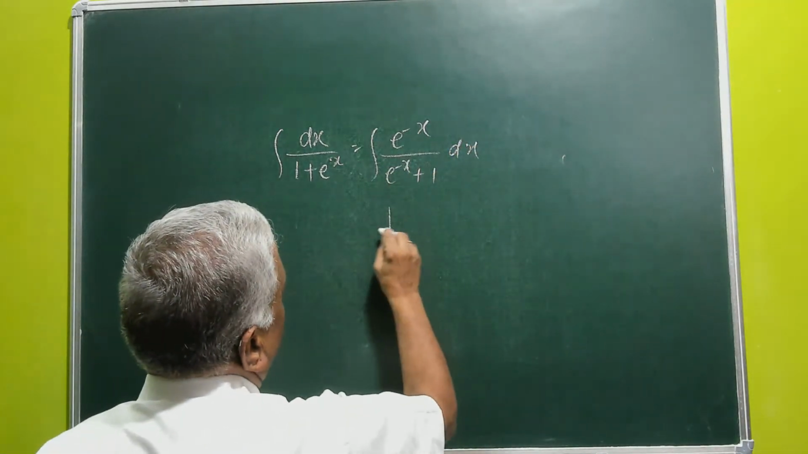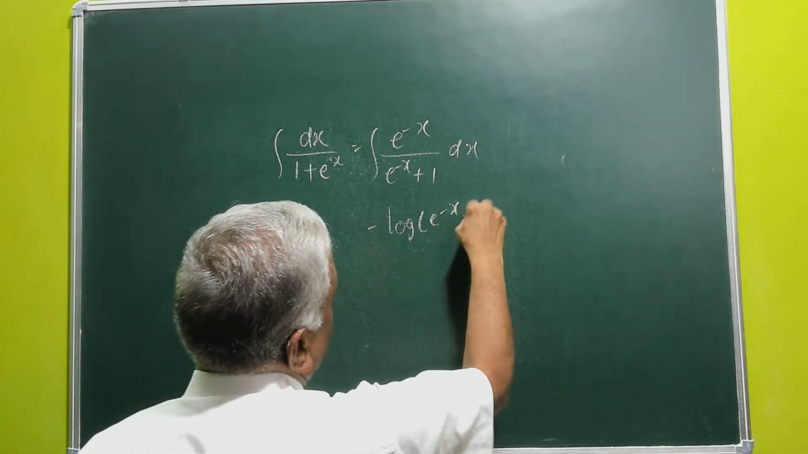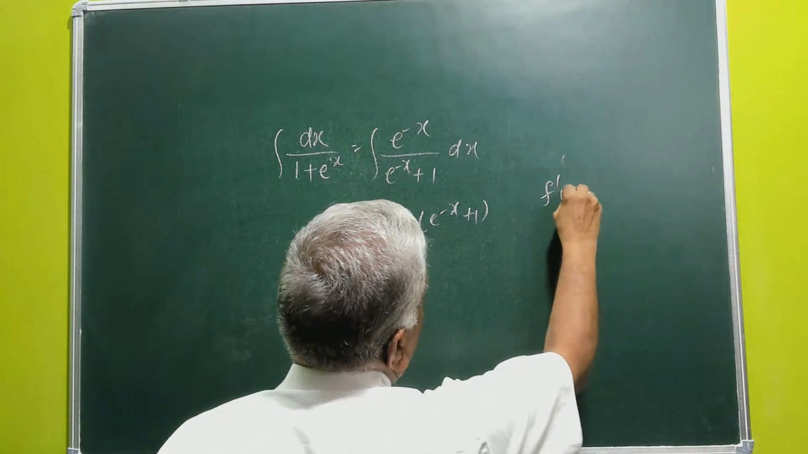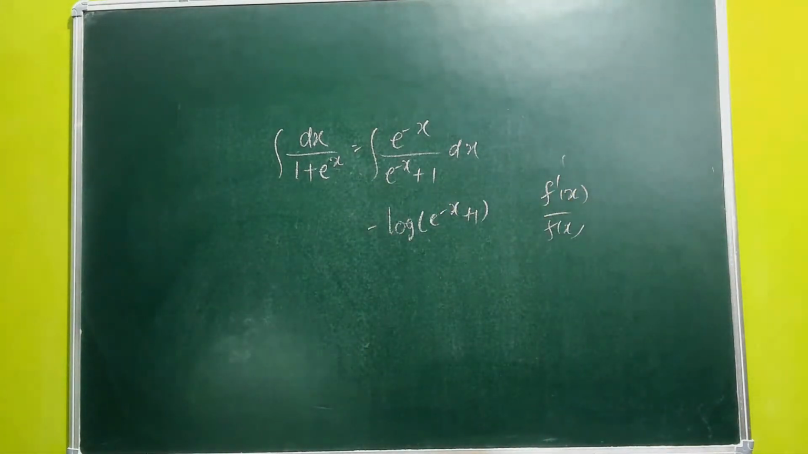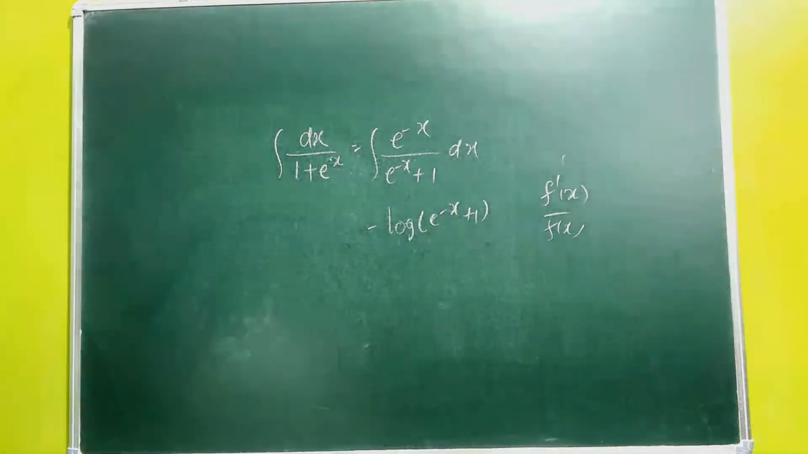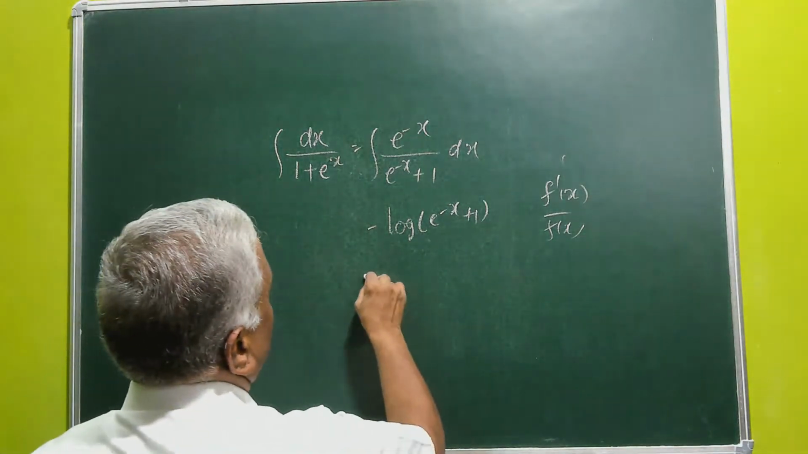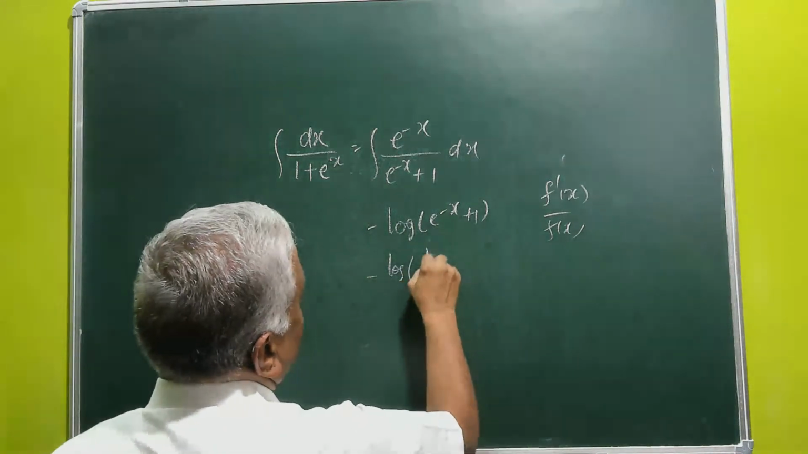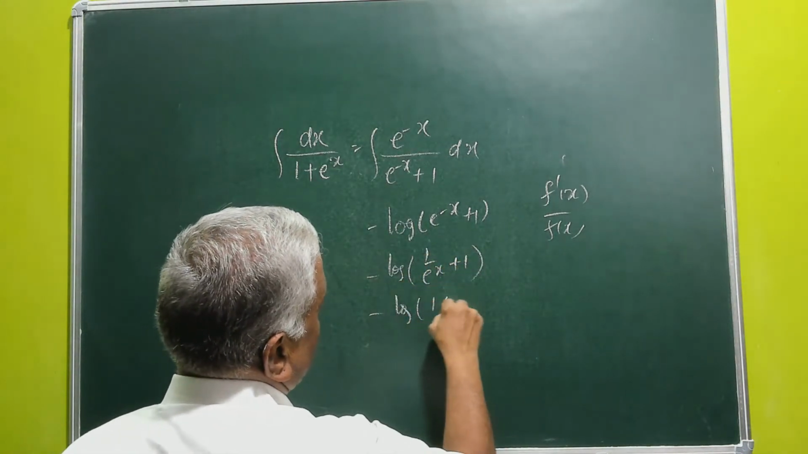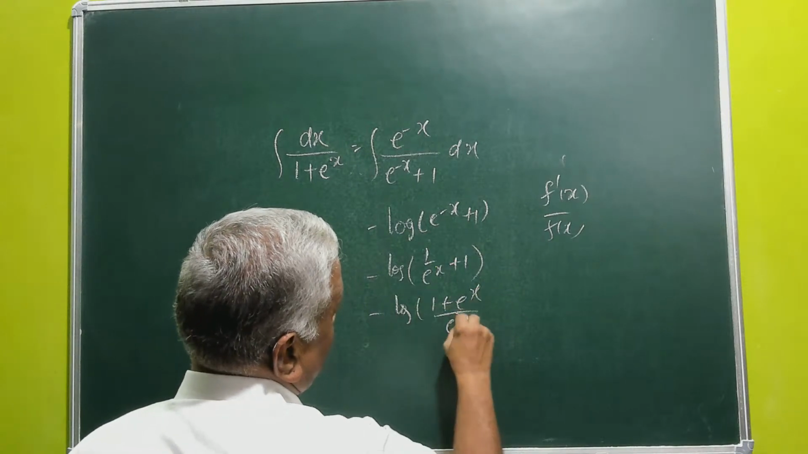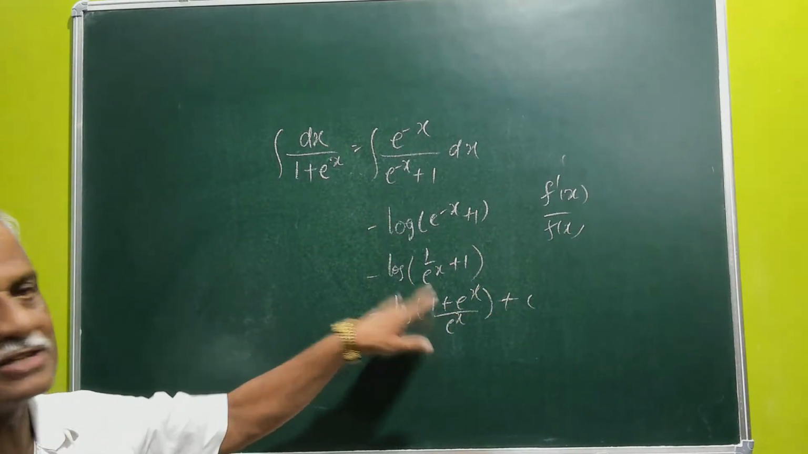It is minus log of e to the power of minus x plus 1, because we have f dash of x over f of x. We are getting a minus sign, therefore you can take minus log. But normally they don't give an answer like this. So what you should do is reconvert this: 1 over e to the power of x plus 1, minus log of (1 plus e to the power of x) by e to the power of x. So we have got this answer, but the answer will be in this format.